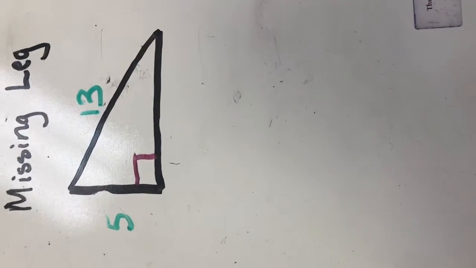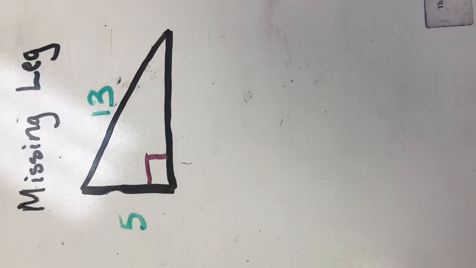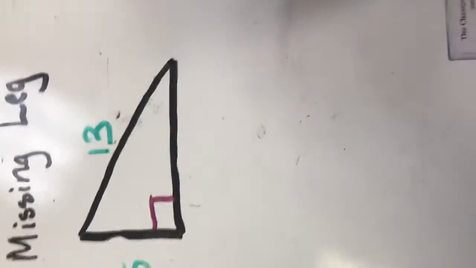This time we're going to be using the Pythagorean theorem to find the missing leg of a right triangle. Here we have this right triangle, and the first thing that we're going to do is label our variables, define our variables.